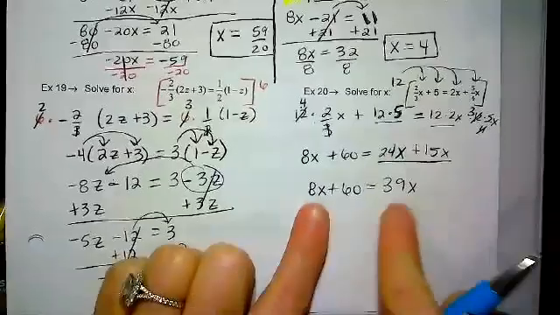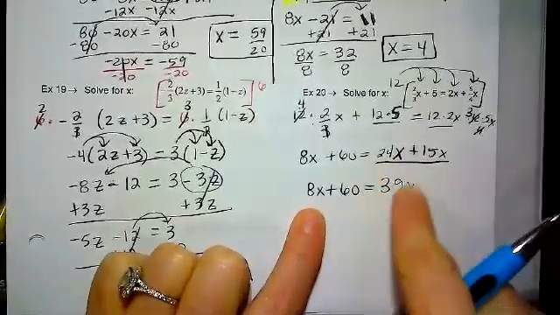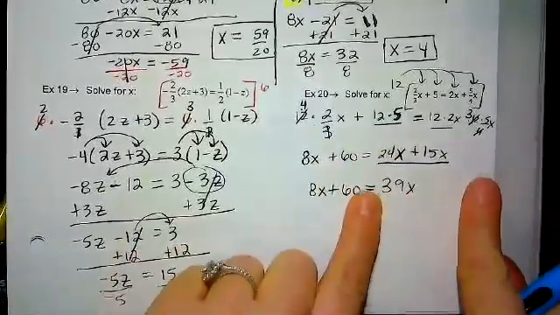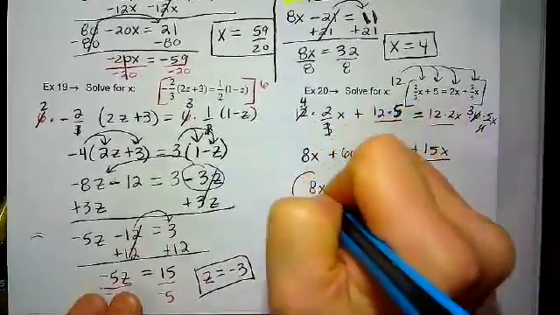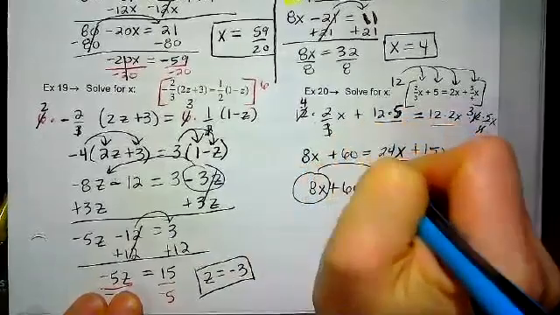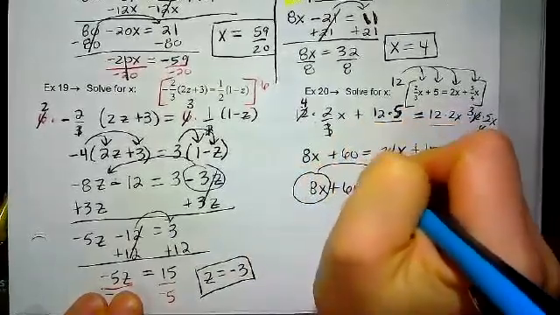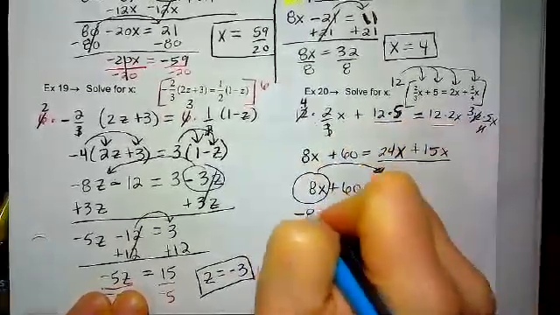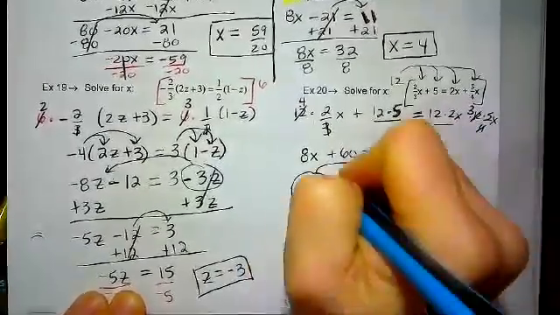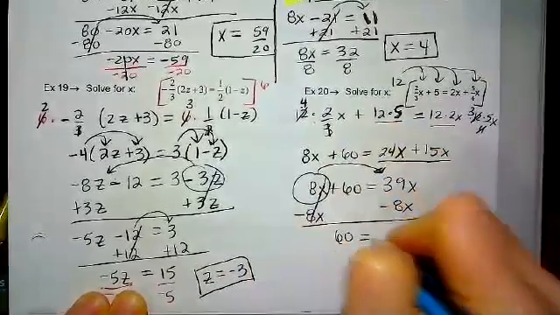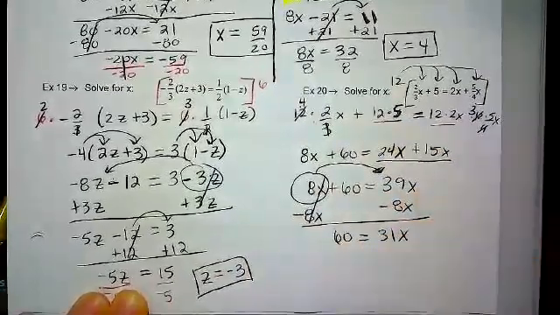So on this one, I personally would not move this to the left because there's nothing else over here with it, right? So I might have to move a variable from the left to the right sometimes. Doesn't always happen, but it can. Since it's a positive 8x, I would subtract 8x to move it over. So I have 60 equals 31x.